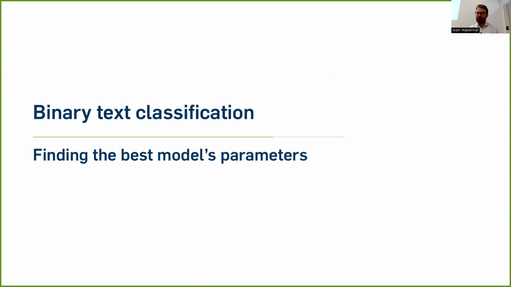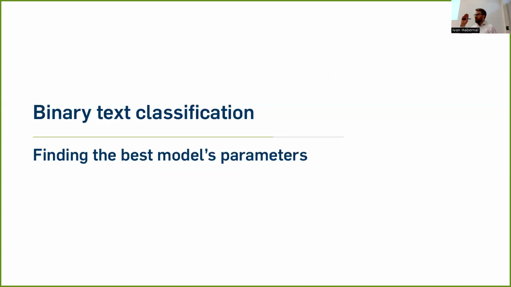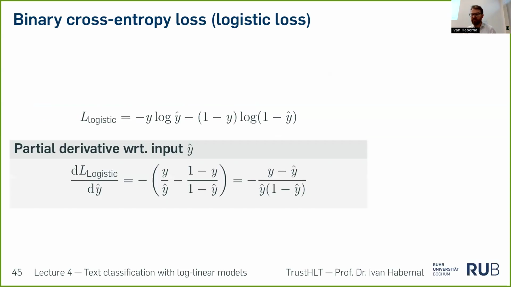So let's find out. We need to find the best model parameters. Okay, so we talked about losses already. So we know what the loss is. The loss is the difference between the function output and the gold label. Good. We're going to use one example of loss, which is the binary cross-entropy loss or a logistic loss.